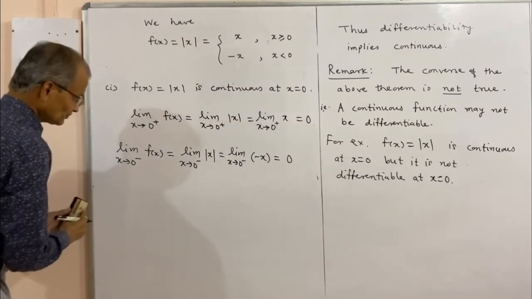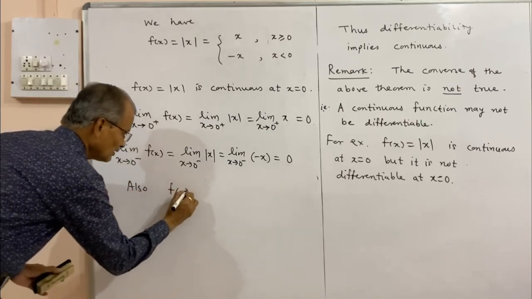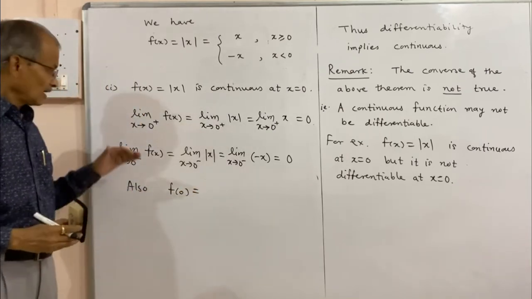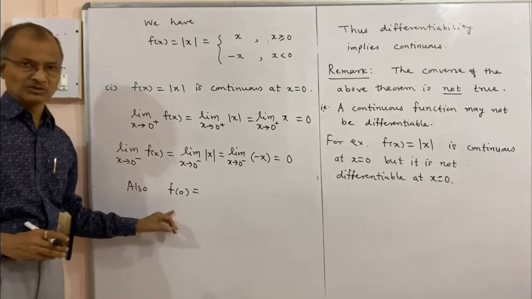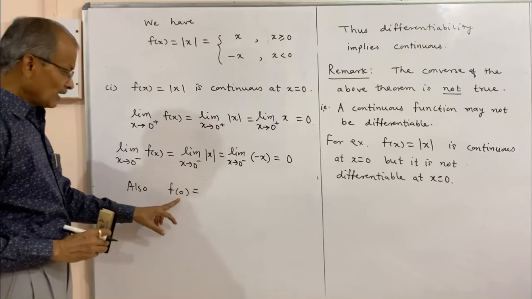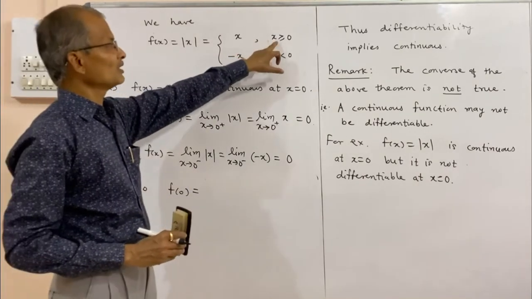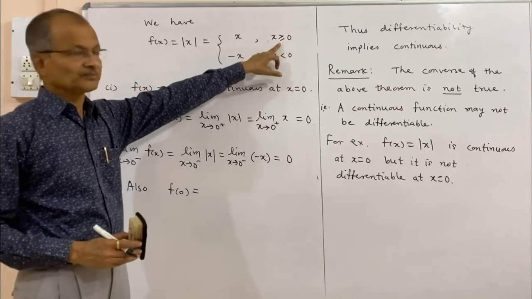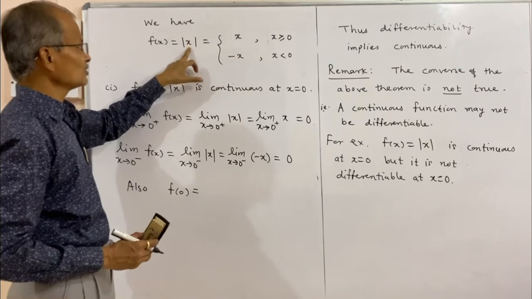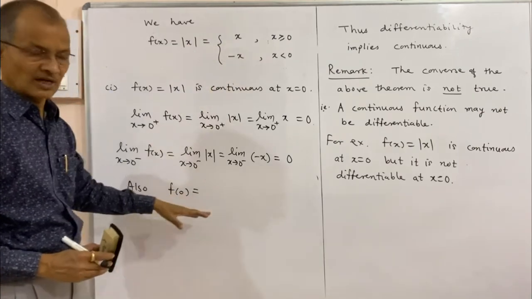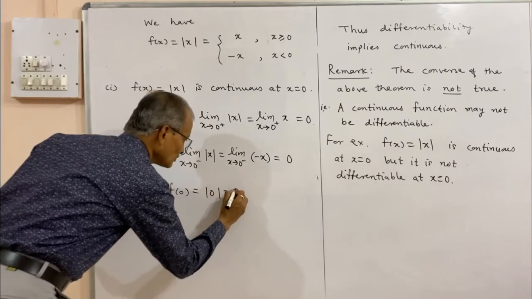Also, what is f of 0? Three values we have to check for continuity: left hand limit, right hand limit, and the value of the function at 0. Now what is f of 0? That means function's value at x is equal to 0. X is equal to 0 is in this interval, first definition. X is equal to 0 means mod 0 is equal to 0, as we have seen earlier. So this is mod of 0, and that is equal to 0.